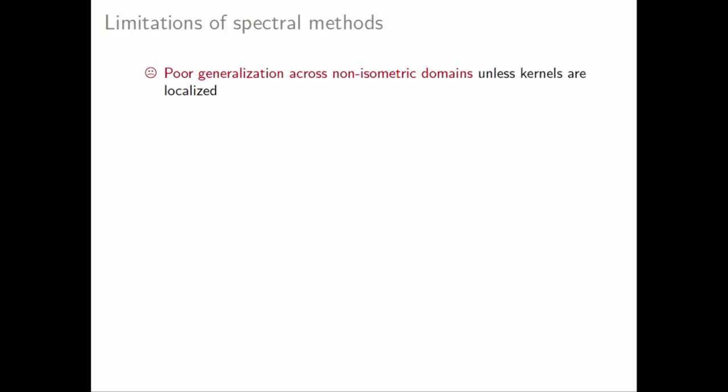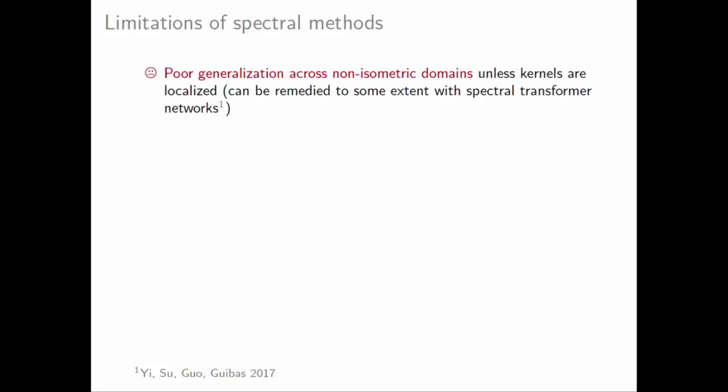But the several limitations that they come with is, first of all, as we already mentioned and shown in several examples, it's poor generalization across different domains, especially when the domains are strongly non-isometric, unless the kernels are very localized. So I should mention that there is a recent work that tries to somehow remedy this problem using the idea of transformer networks applied in the spectral domain, basically trying to align the bases in the way that the Fourier coefficients in different bases speak in the same language, so to say.